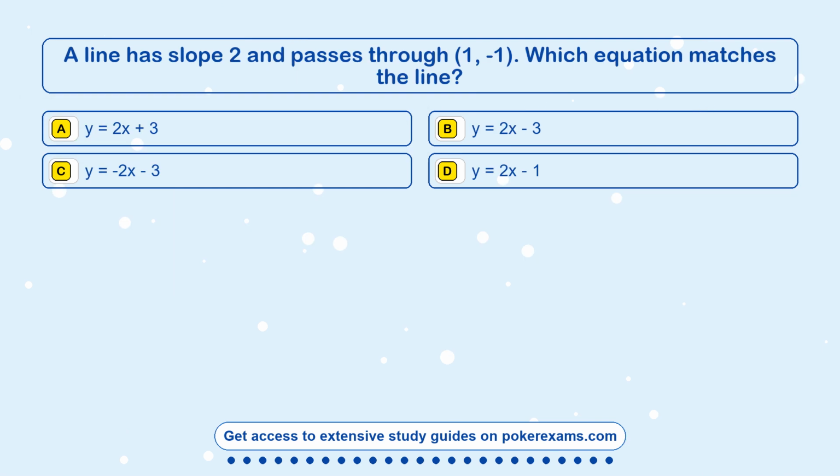Question 14. A line has slope 2 and passes through 1, minus 1. Which equation matches the line? Option A y equals 2x plus 3. Option B y equals 2x minus 3. Option C y equals minus 2x minus 3. Option D y equals 2x minus 1.